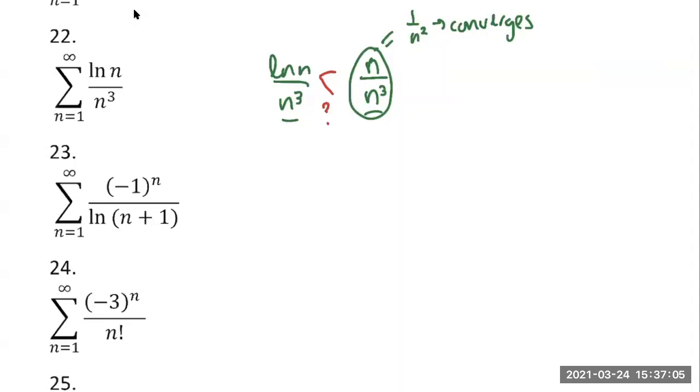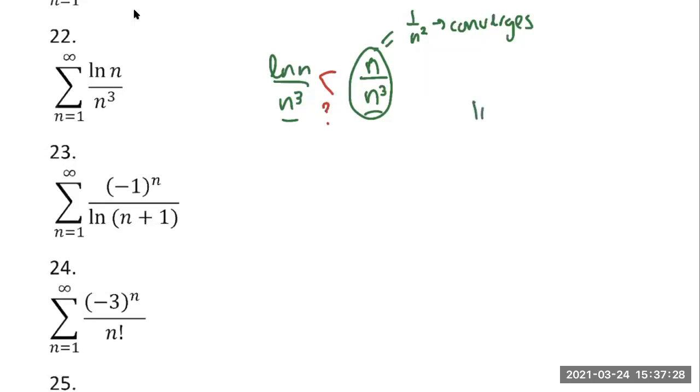Picture in your head what ln of n does. Think of the graph of y equals ln of x, and then the graph of y equals x. Y equals ln of x is really slow growing. Log functions are very slow growing, whereas y equals x grows faster. Let's say you don't think graphically of it. You can always compare functions.